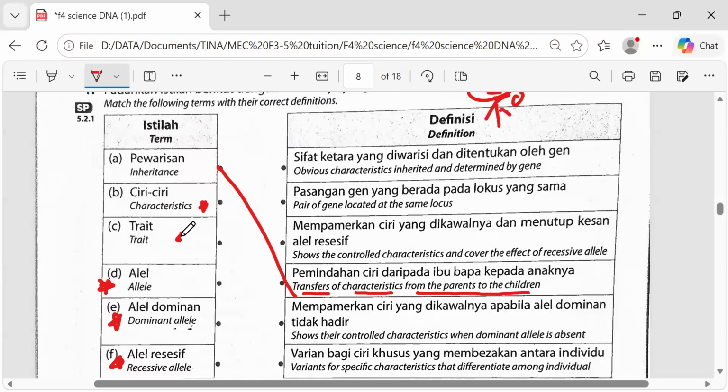What is the difference between characteristics and traits? A trait is a variant of a specific characteristic. That means the characteristic is hair color, and the trait is brown hair or green hair. All right? Can?